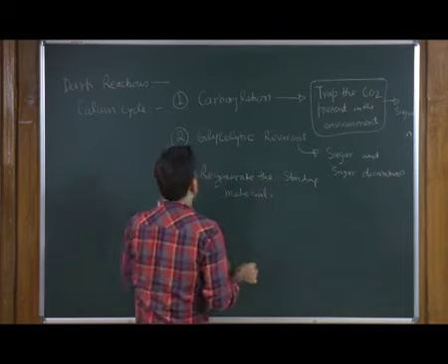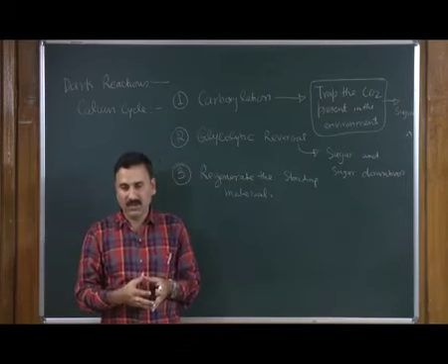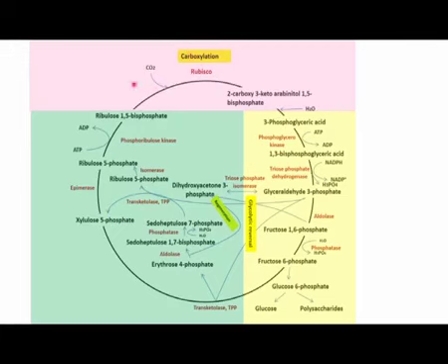So, all these events we are going to discuss individually. Okay. So, now what you can see in the given PowerPoint slide. So, as we discussed, these are the three different reactions. One is called carboxylation. The carboxylation step will trap the carbon dioxide which is present in the environment.